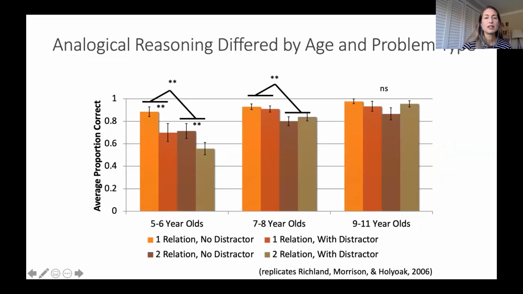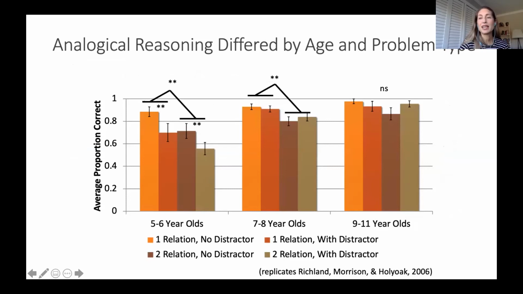And basically, we replicated things that we've seen before, where we find that distraction, so having this perceptual distraction there, so that picture of the girl that looked the same as the girl in the top one, was likely to reduce children's performance systematically. That was true for 7 and 8-year-olds. We didn't see it with 9 to 11-year-olds.